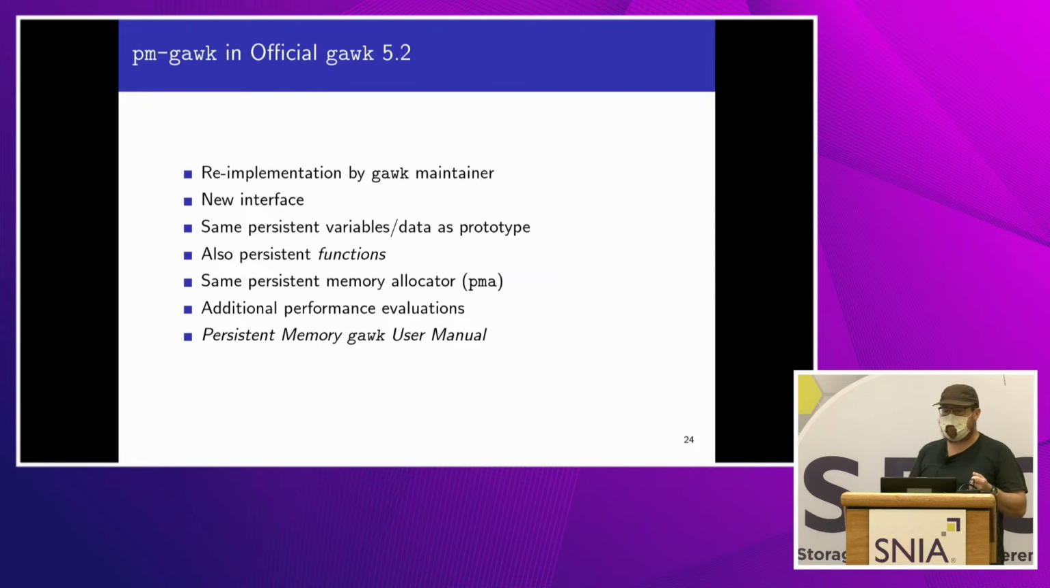Official PM gawk remembers script-defined variables and data, just like our prototype, but it goes further. Official persistent memory gawk also remembers user-defined functions. As we'll see, this is a cool new capability. Like the prototype, official persistent memory gawk uses my PMA persistent memory allocator. I'll show you a few performance evaluations based on official persistent memory gawk. Lots of information about official PM gawk is available in the user manual, which is included with gawk 5.2.